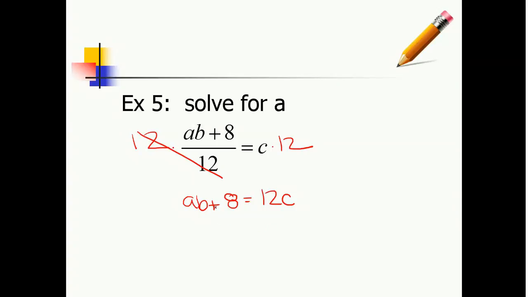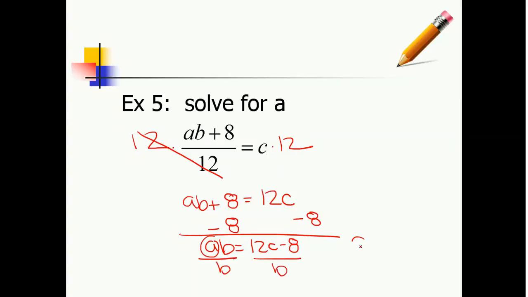Let's get rid of this plus 8, so let's subtract 8 from both sides. I'm going to get ab equals 12c minus 8. I want a alone. So I've got a times b, so I'm going to divide by b. Get him out of there.